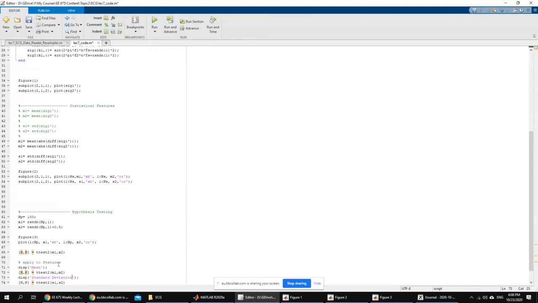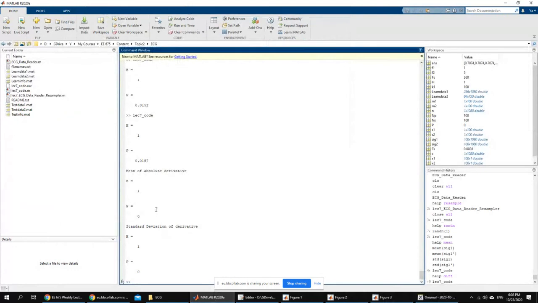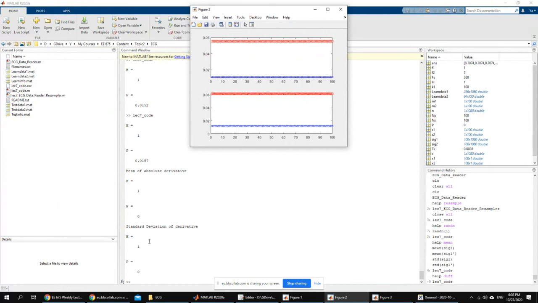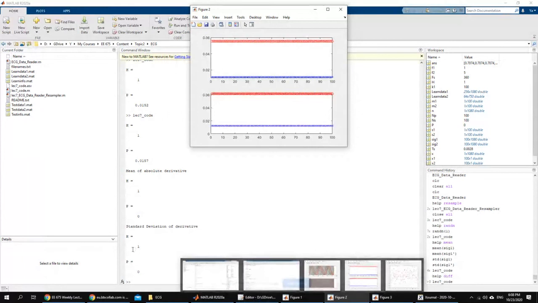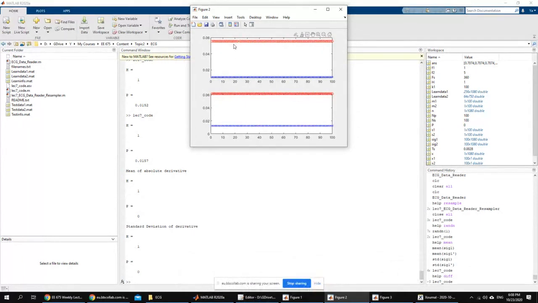Let's try that and see. This is the mean of derivatives, absolute derivatives, and standard deviation of derivative, that's just derivative. So now here, it's very clear that both are discriminating. Actually, it's very clear from this figure, but we got that from the result here. I don't have to look at each feature by myself.